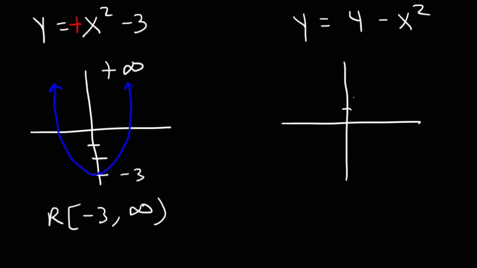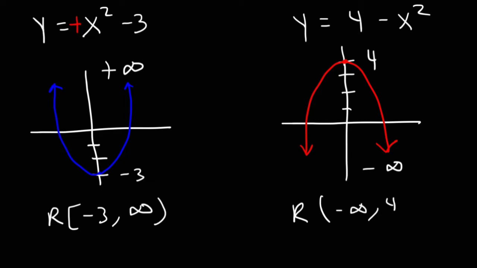Now for the next one, it's shifted up 4 units. So it's going to start at positive 4, but notice that we have a negative sign in front of x squared. This means that the graph is going to open in the downward direction. So the lowest y value is negative infinity because it keeps going all the way down to negative infinity. That's where the arrows are pointing. And the highest y value is 4. So the range is going to be negative infinity to 4.